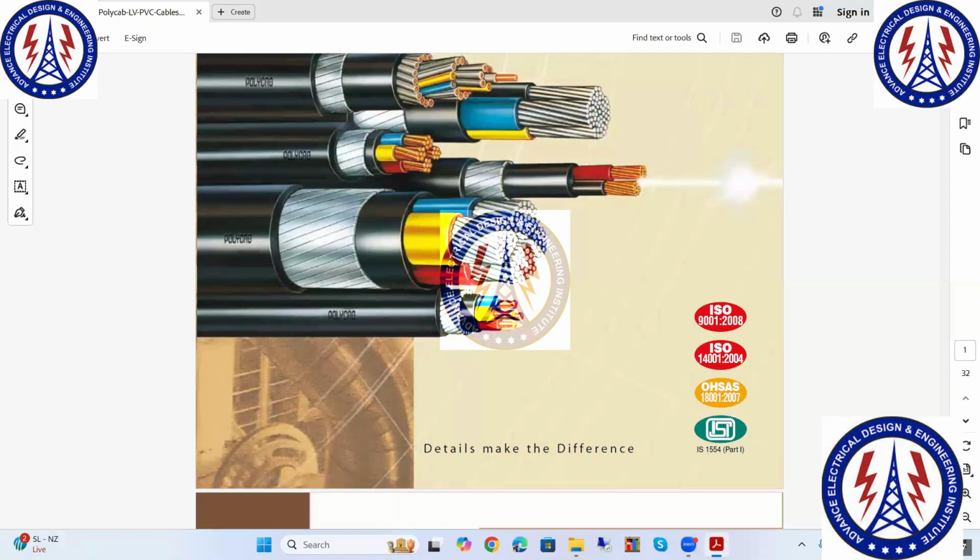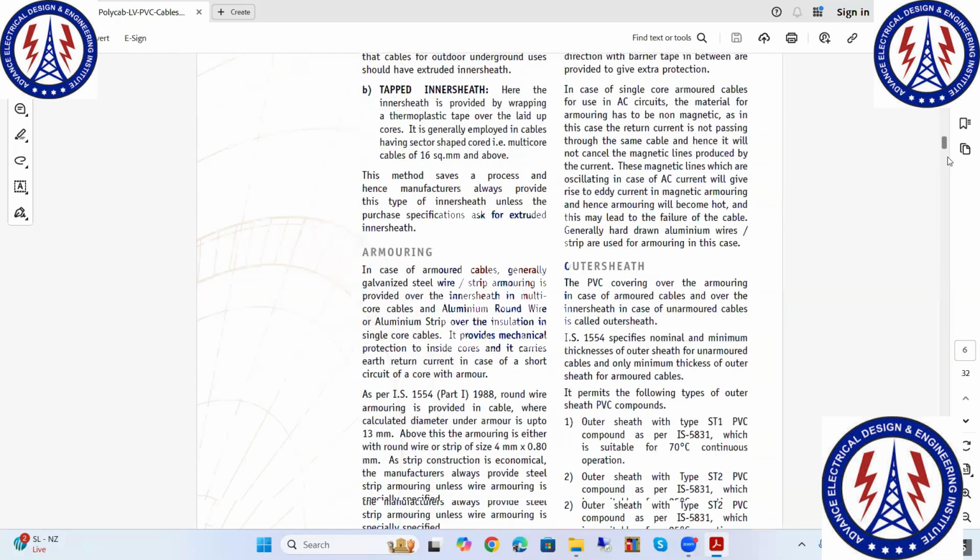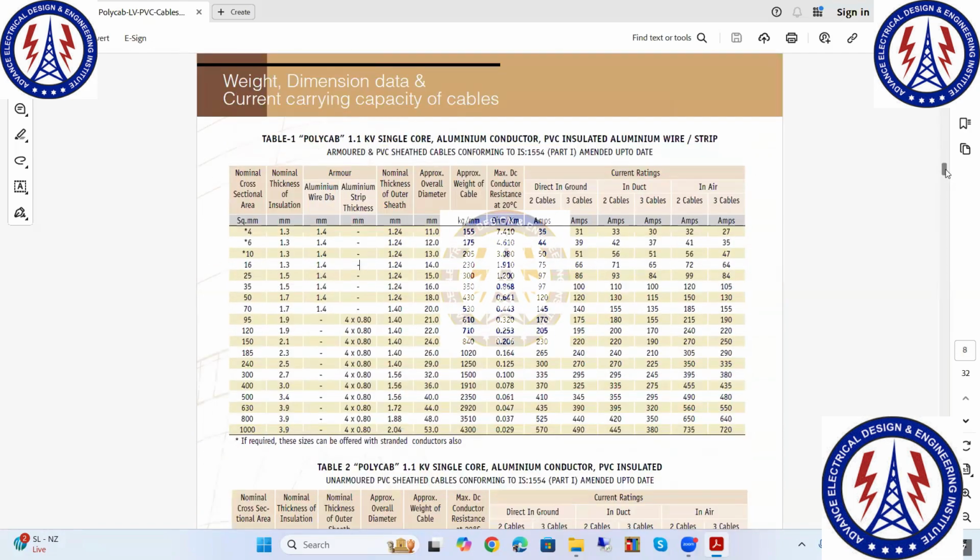What is the material of this inner sheath? Is it rubber or PVC, polyvinyl chloride? It is PVC. There will be only the thickness difference between outer as well as the inner. This is defined in the cable data sheet. Not too much difference, but difference is there. It's not a big thing.